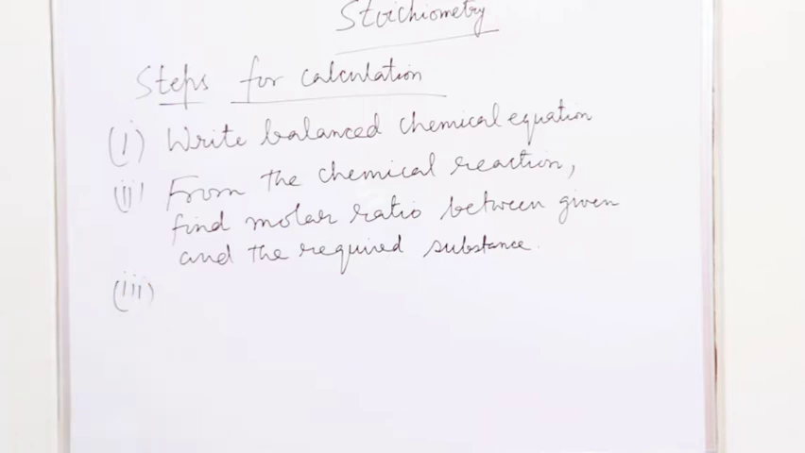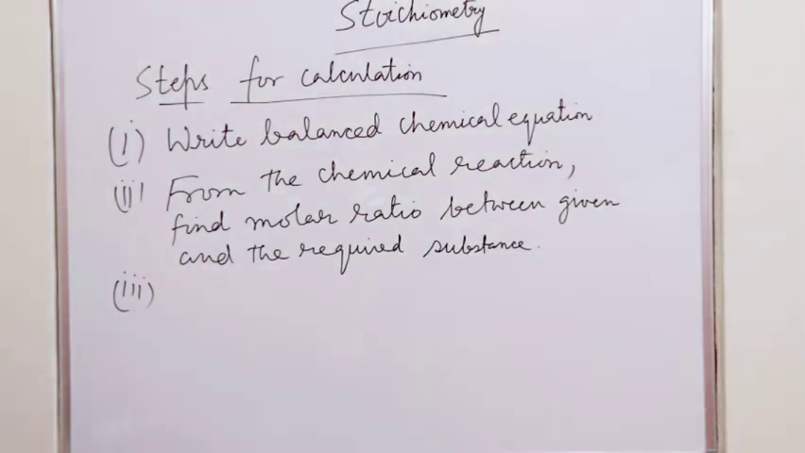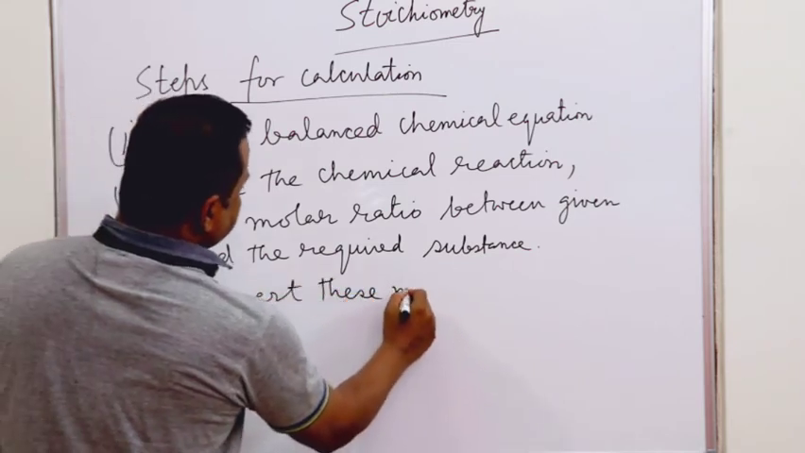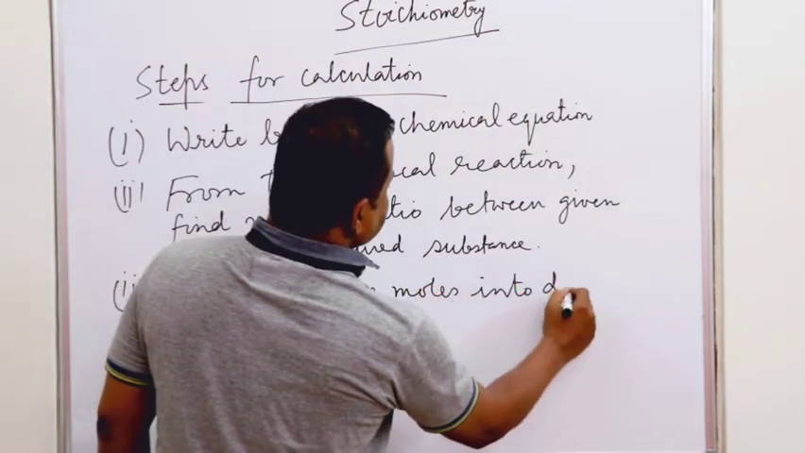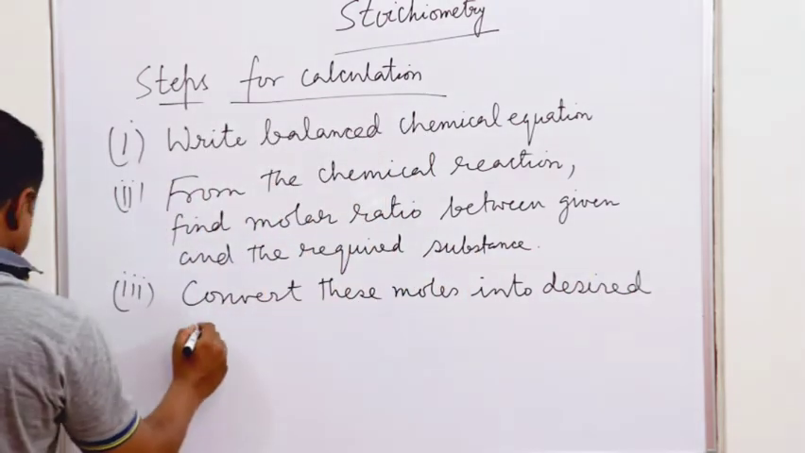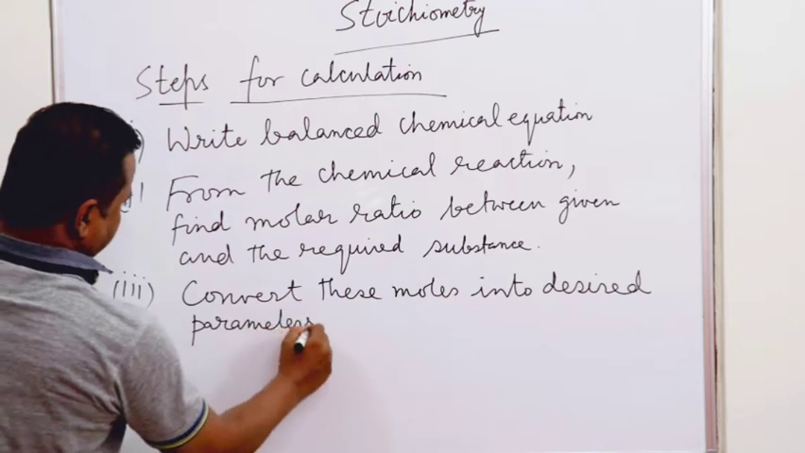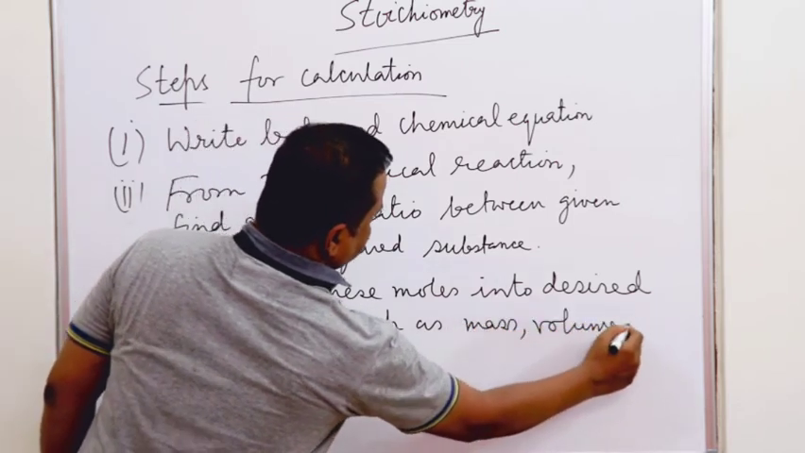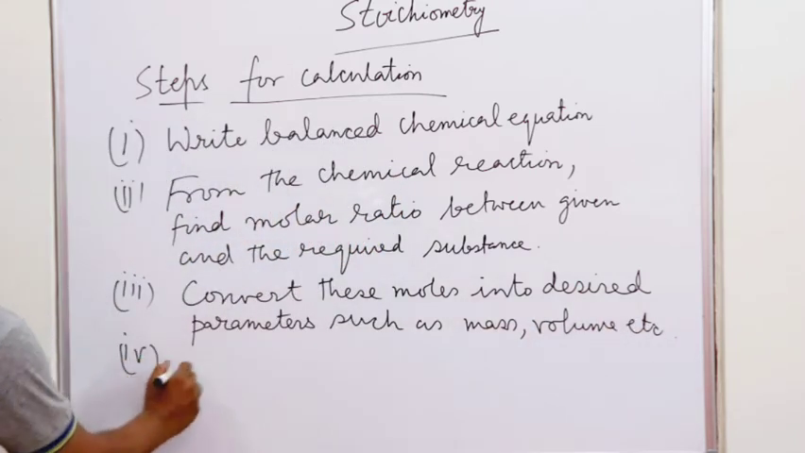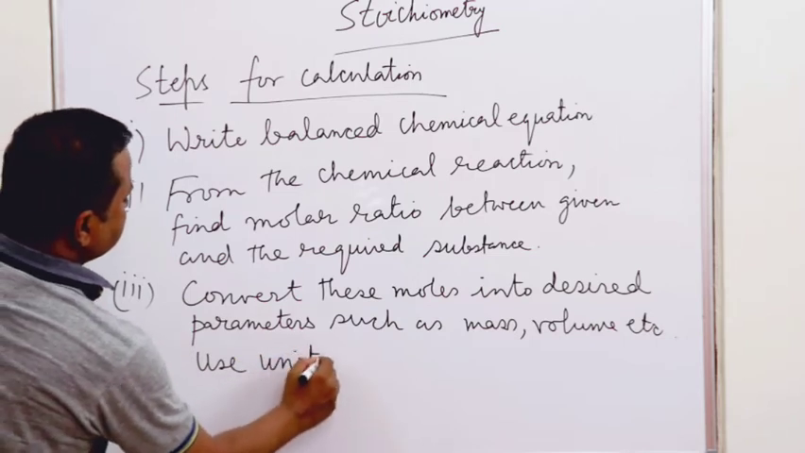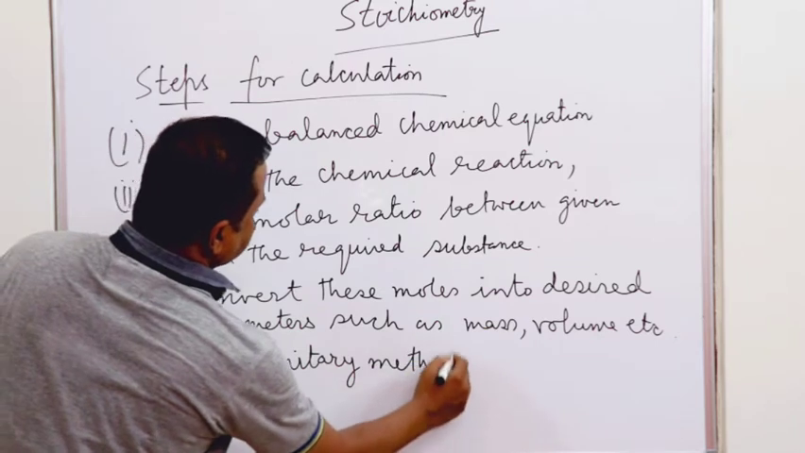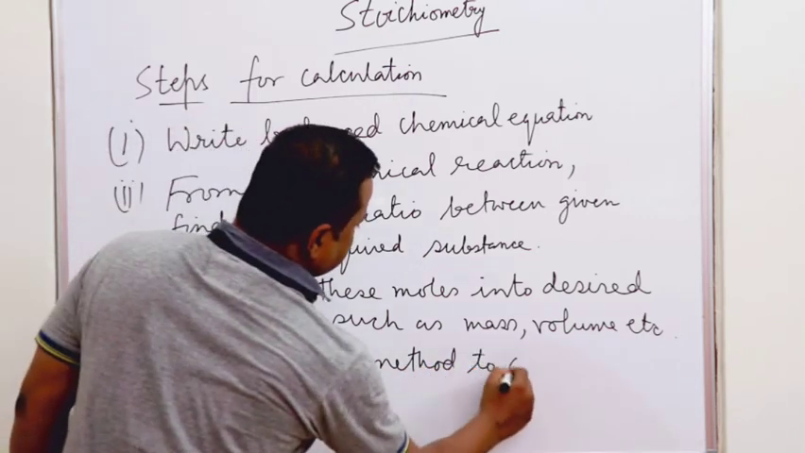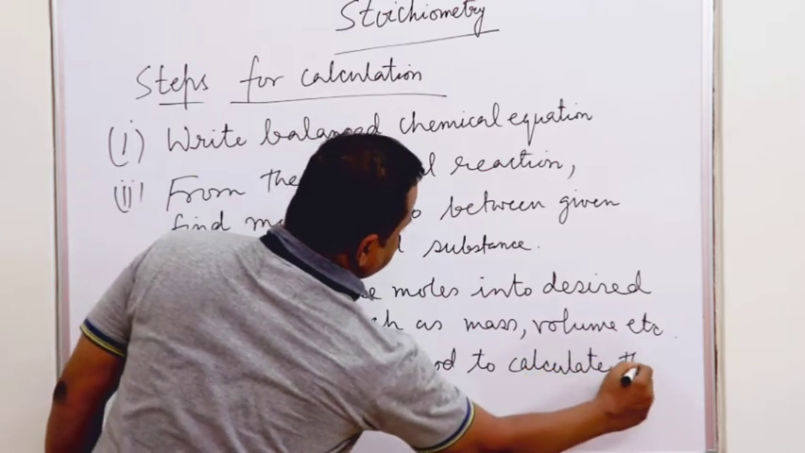Third step. What is the third step? The third step says convert these moles into desired parameters such as mass, volume, etc. And finally, the fourth step: use the unitary method to calculate the final result.